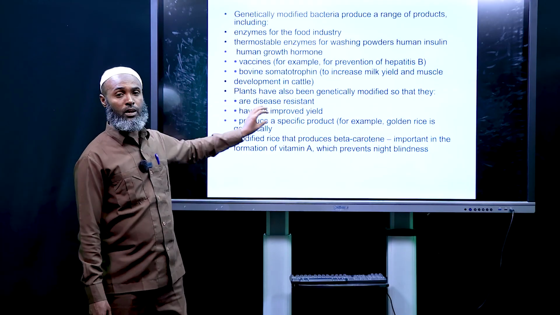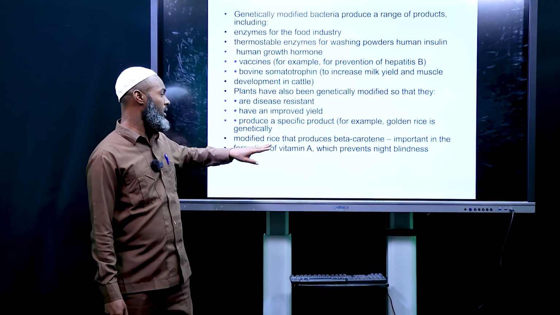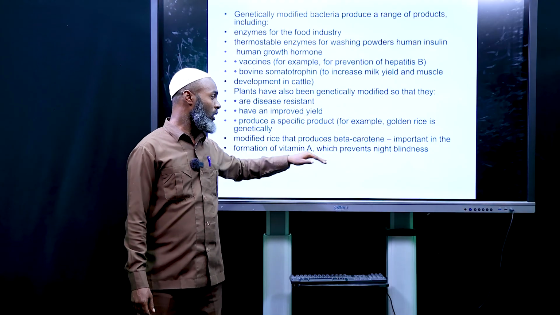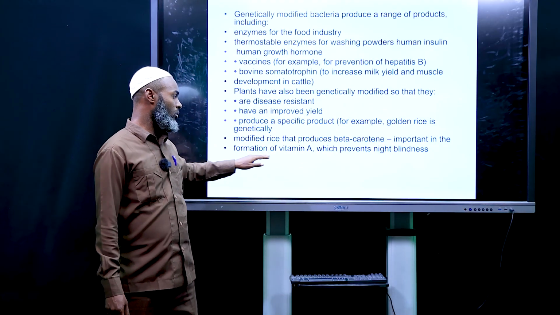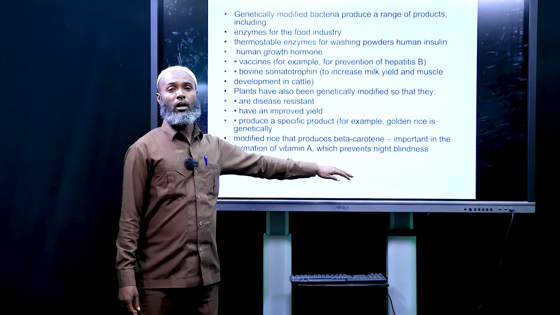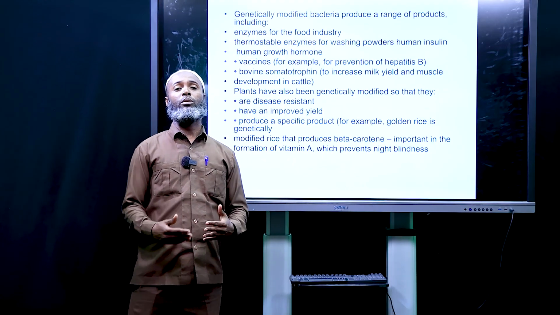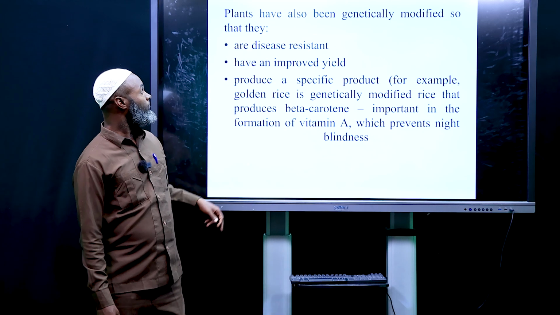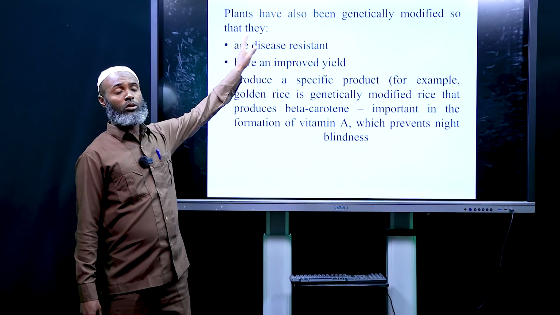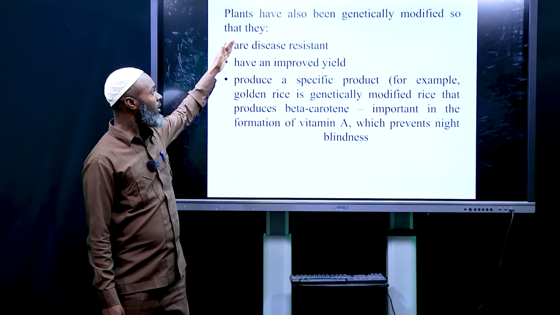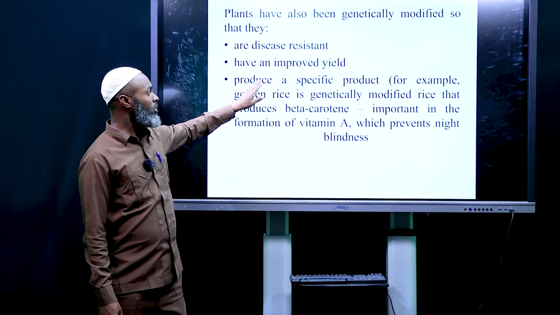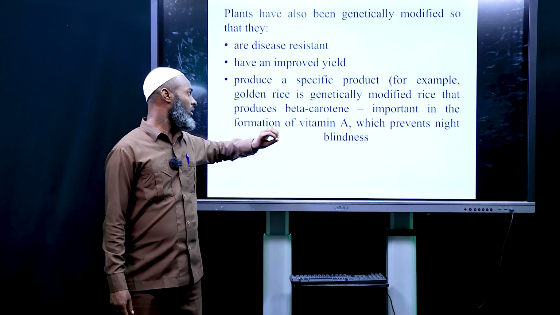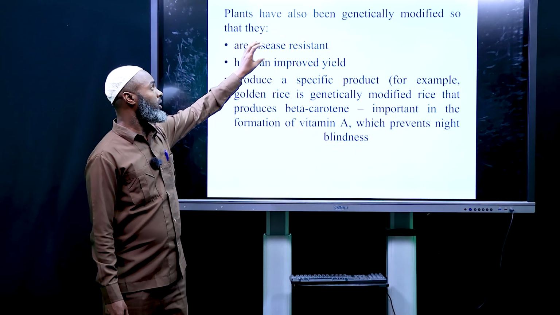And to produce a specific product, for example, golden rice is genetically modified rice, which is very important as it contains beta carotene, important in the formation of vitamin A, which prevents night blindness. So genetic modification and genetic engineering are very important. Plants are also genetically modified so they are disease resistant, have improved yield, and produce specific products, and golden rice is a result of genetically modified plants.